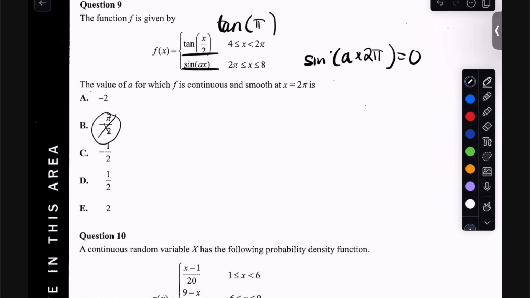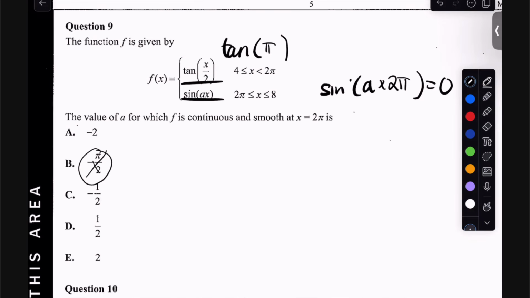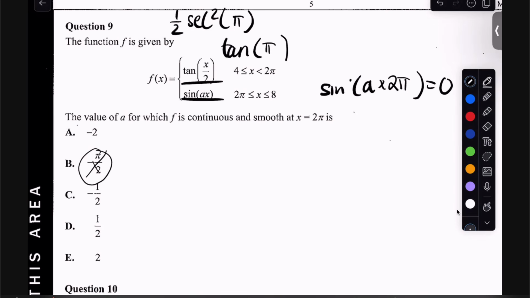Now we just want to see what the derivative is at 2 pi. So let's just do, the derivative of tan is sec squared, and then you've got to take out the 1/2. And at 2 pi, it's just sec of pi. And that sec is just 1 over cos, and squared, so it's going to be 1 over -1 squared, which is just 1 times by 1/2. So we want the gradient to be 1/2.